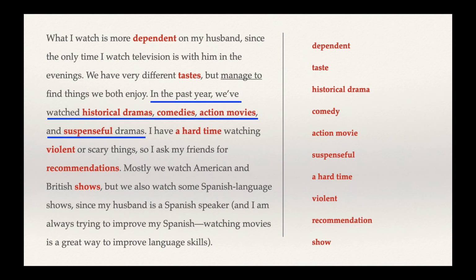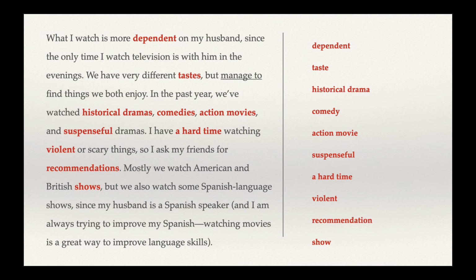In this third sentence, we have a list of things, separated by commas. Historical dramas, comedies, action movies, and suspenseful dramas. We can see that this is a list of things we're watching. So you can guess that these are types of movies or types of TV shows.